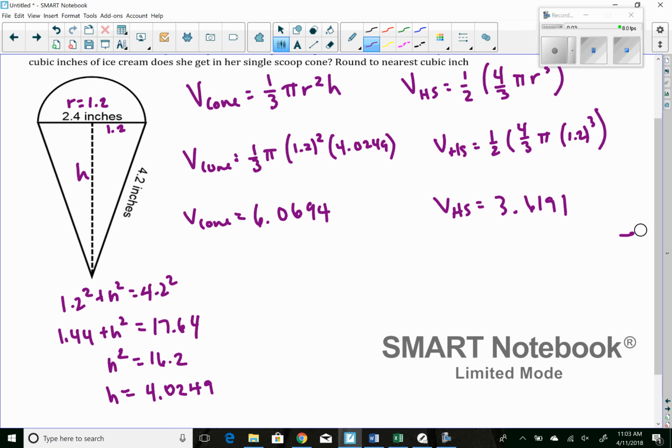So if I find the total ice cream volume to the nearest cubic inch, which means round to the nearest whole number, I'm just going to add those two answers together. So I have 6.0694 plus 3.6191. That gives us 9.6, which rounds to 10 cubic inches.